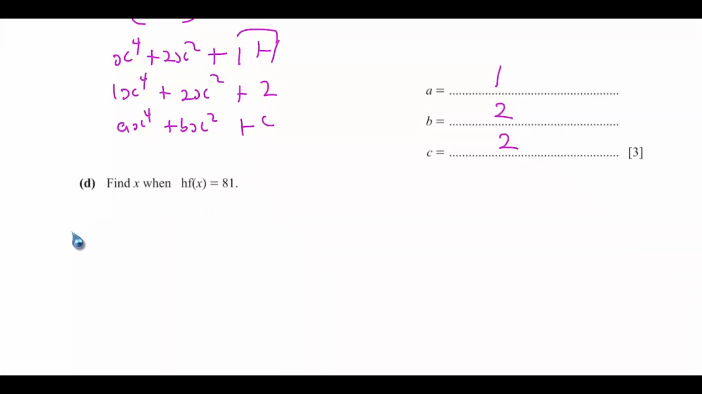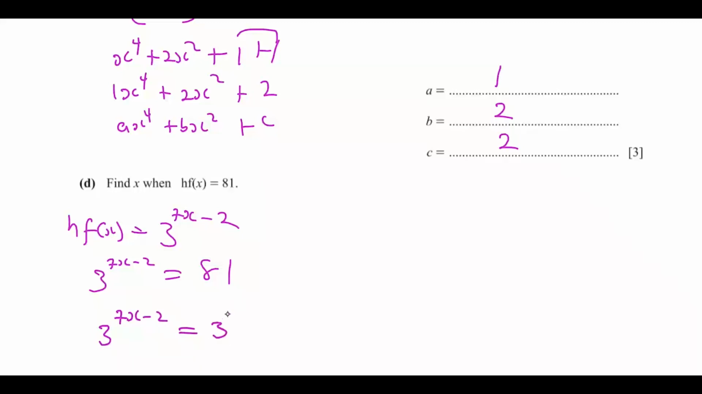So that will give us, hf of x will be equal to 3 to the power of 7x minus 2. So I want to believe you know how to do this, so I have to give you the answer straight away. But we are told that this hf of x is equal to 81. So that means I can say 3 to the power of 7x minus 2 is equal to 81. But I can write 81 as 3 to the power of 4. So I have 3 to the power of 7x minus 2 equals 3 to the power of 4.